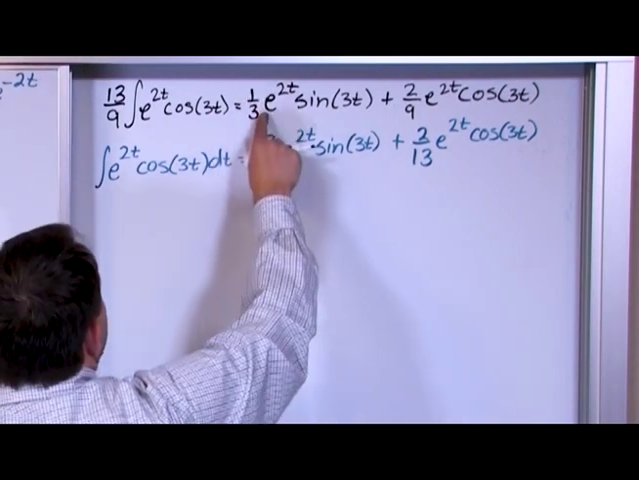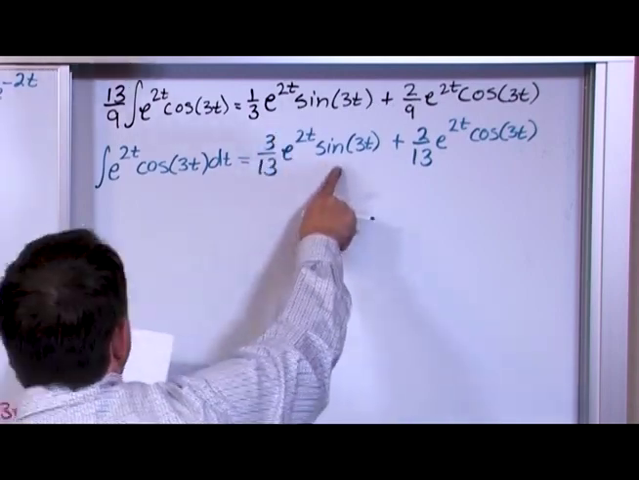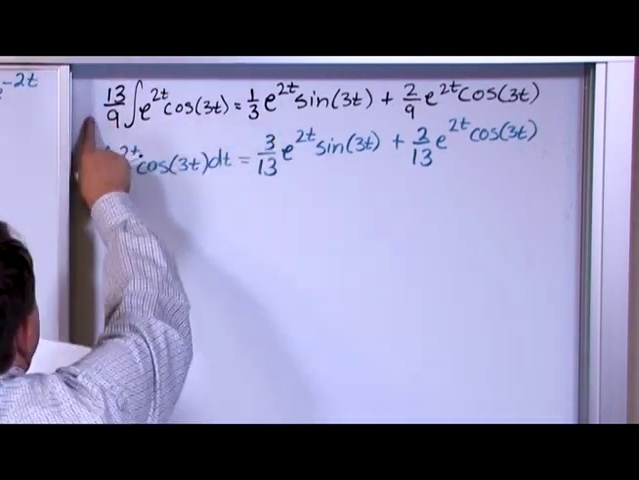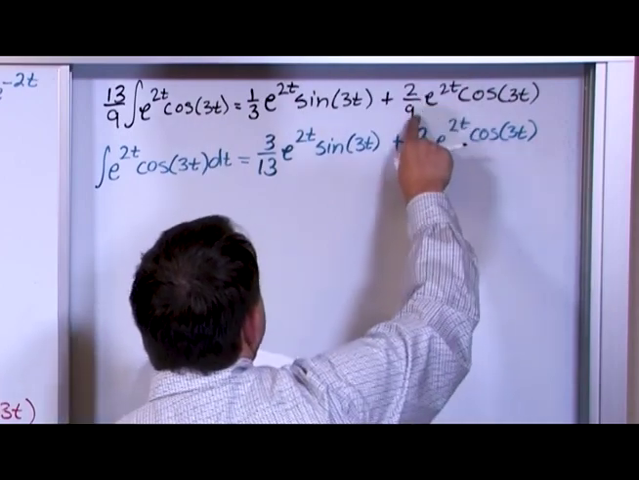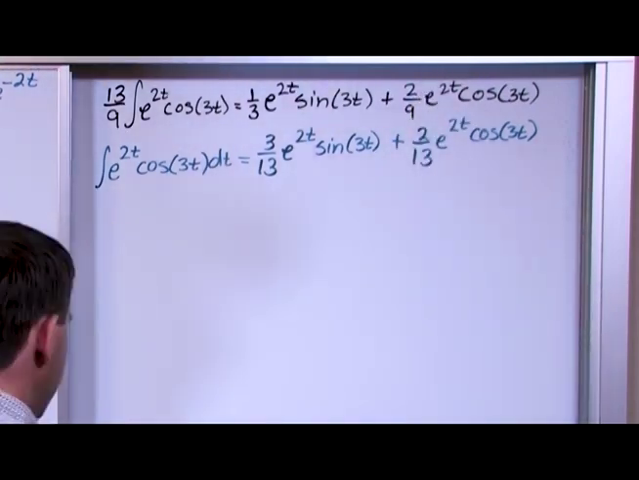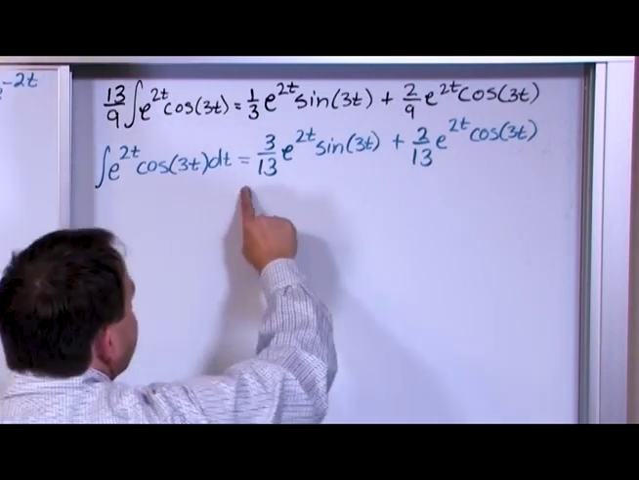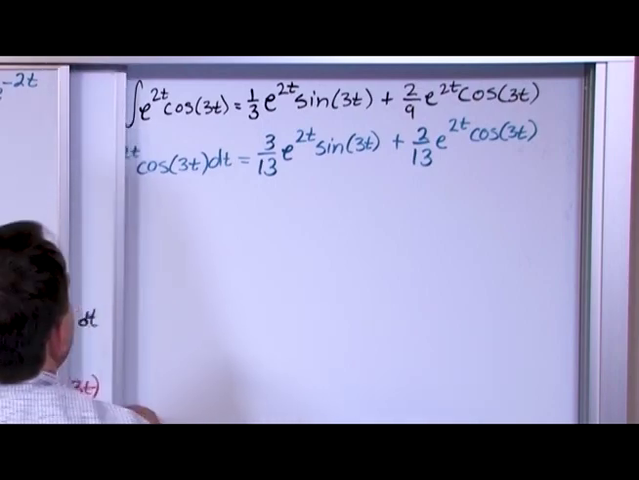When I multiply by 9/13, the 9 is going to go with 3, giving me a 3 on top, so I get 3/13 e to the 2t sine 3t. And then over here, multiplying by 9/13, 9 goes out with 9, so I get 2/13 e to the 2t cosine 3t. Now, what do we have here? The integral of this guy right here is equal to something, which we have now.